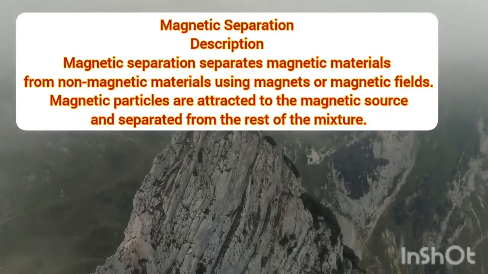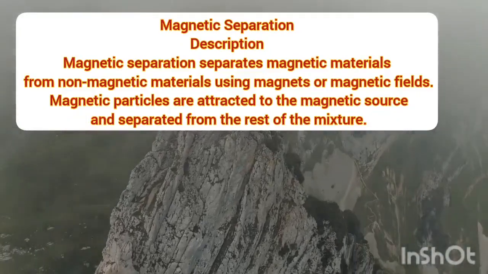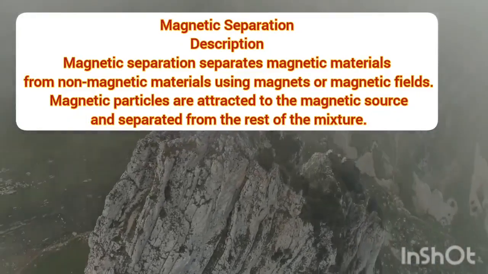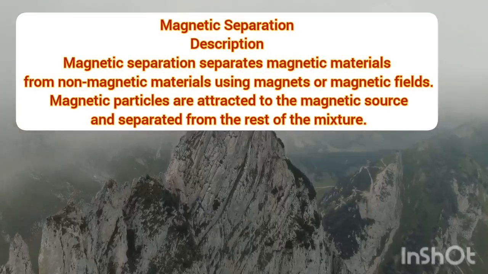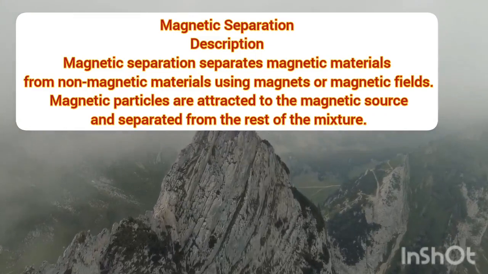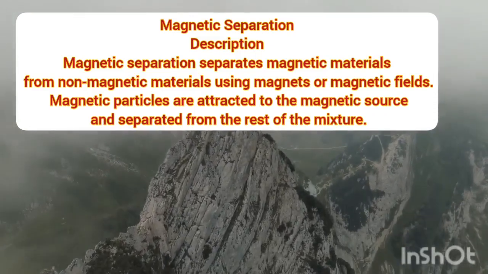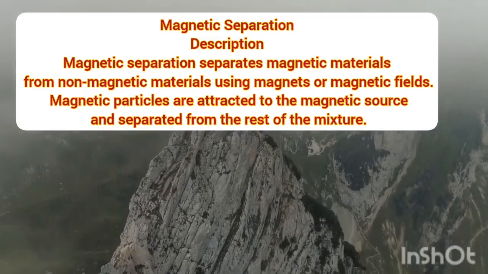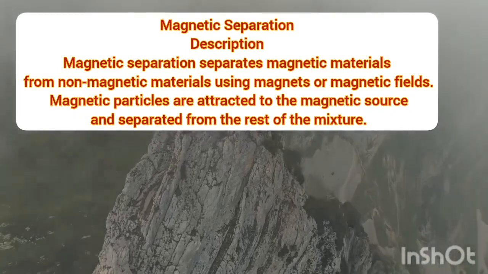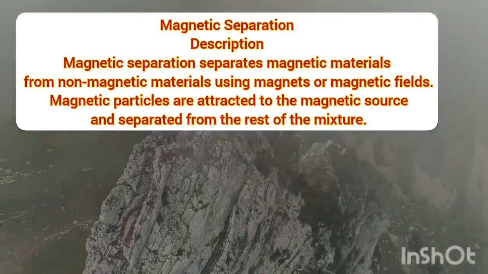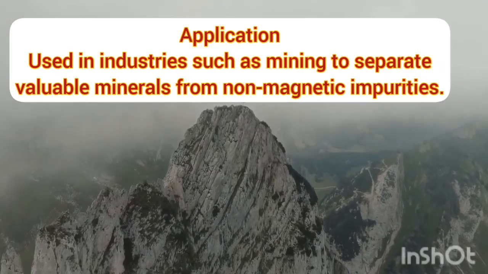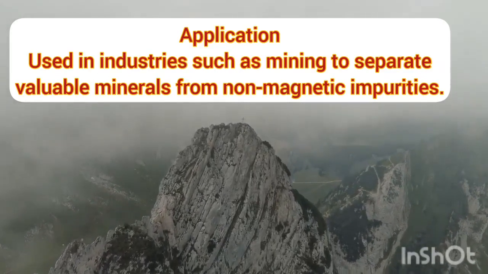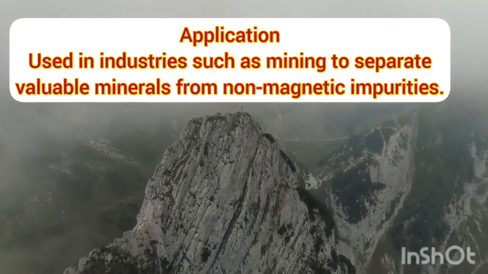Magnetic separation. Description: Magnetic separation separates magnetic materials from non-magnetic materials using magnets or magnetic fields. Magnetic particles are attracted to the magnetic source and separated from the rest of the mixture. Application: Used in industries such as mining to separate valuable minerals from non-magnetic impurities.